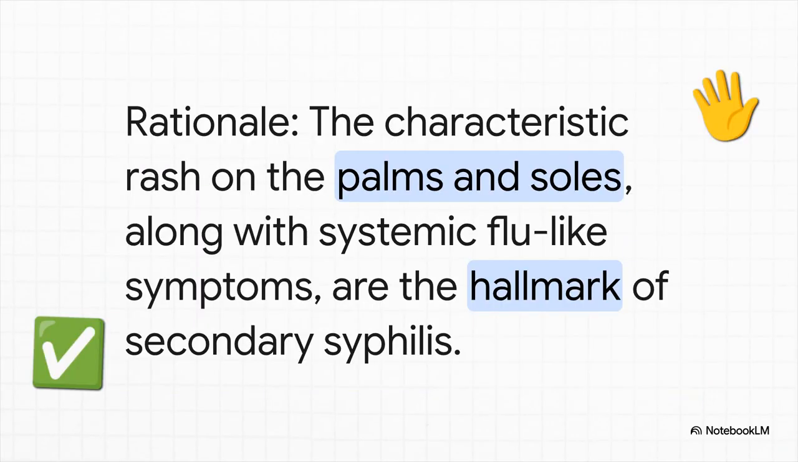So, let's go back to our question. The correct answer is B, secondary syphilis. That very unique combination of a rash on the palms and soles, plus the systemic flu-like symptoms, that is the textbook hallmark presentation of the secondary stage. That's the key connection you have to make.